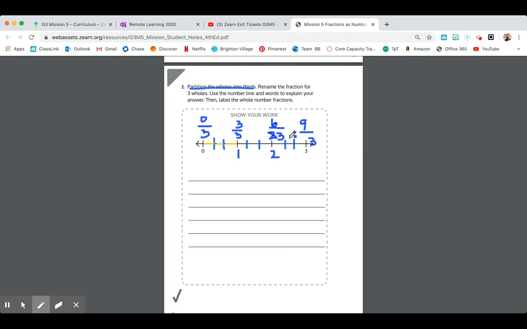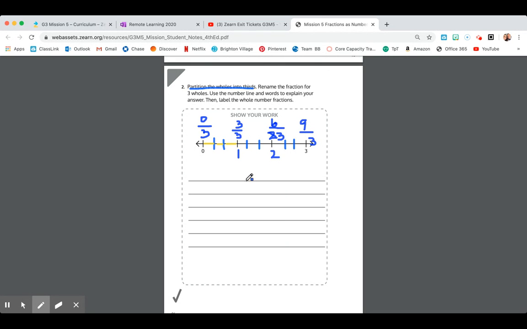Again, as I've mentioned in previous videos, when we think about whole numbers as fractions, we can always double check our thinking and our understanding by thinking about the multiples of our denominator. So 3 times 1 is 3. If I have all 3 pieces, I have 1 whole. 3 times 2 is 6. If I have 2 groups of 3 equally sized pieces, I will have 6 pieces, and 3 times 3 is 9.